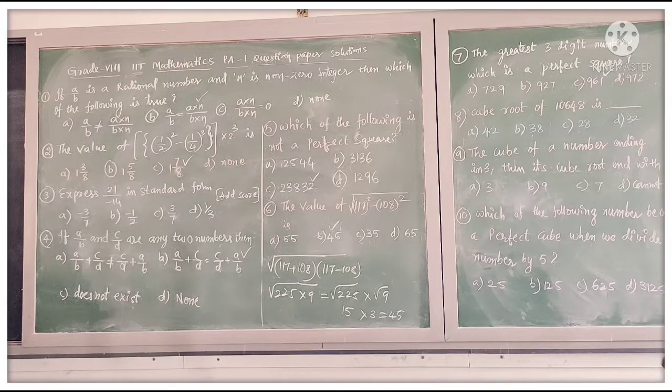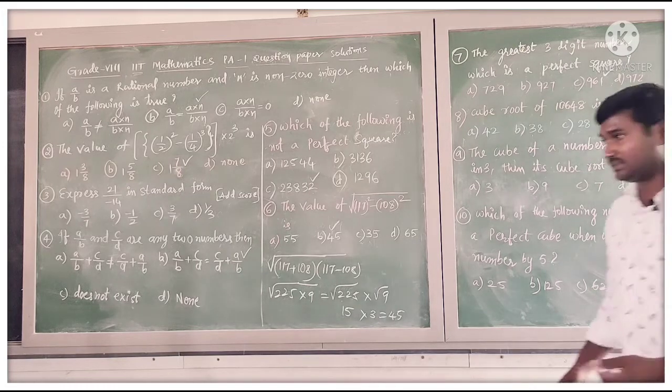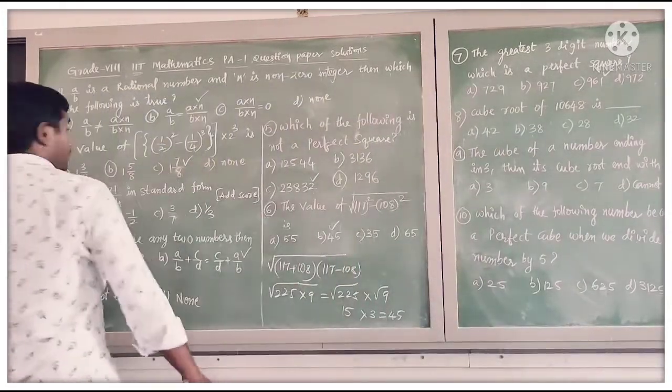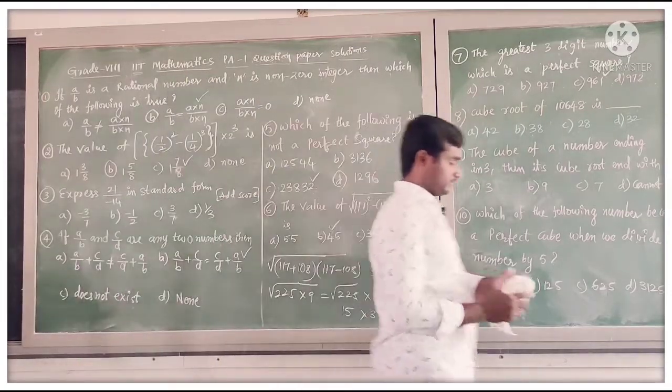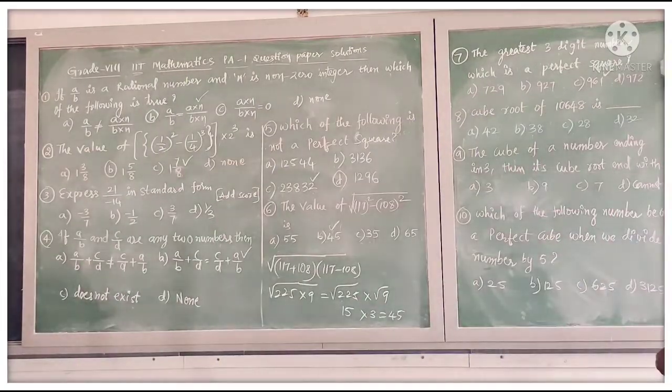Next, 8th question. The cube root of 10,648. For this we can find it using prime factorization, or else you can use the division method. The division method will not be applicable here, so you can do the prime factorization.